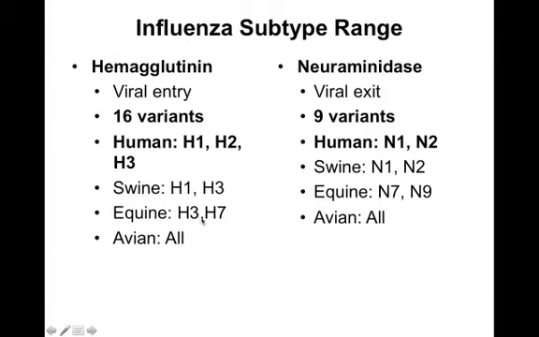And then there's equine versions, which are H3 and H7, where H3 would be the only one that would infect humans fairly well. And then avian, all of the hemagglutinins can infect birds, and that's because it is originally a bird virus. Neuraminidase is used again for viral exit, and there are 9 variants. The 2 that are primarily infectious to humans are N1 and N2. However, swine have very similar neuraminidases, so N1 and N2, equine N7, N9, and avian all.